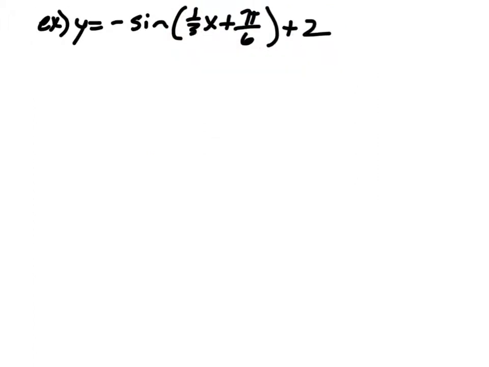Alright, in this last example, y equals negative sine times 1/3 x plus pi over 6 plus 2. We have quite a doozy here, right? We have h, k, and we have to factor out our b.